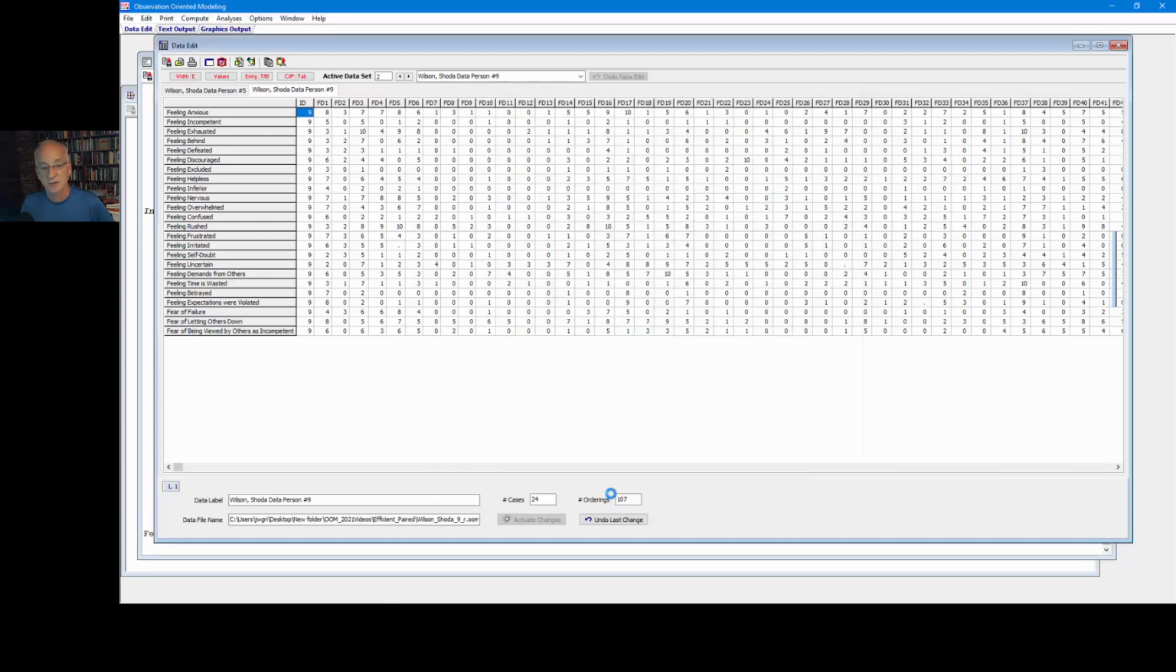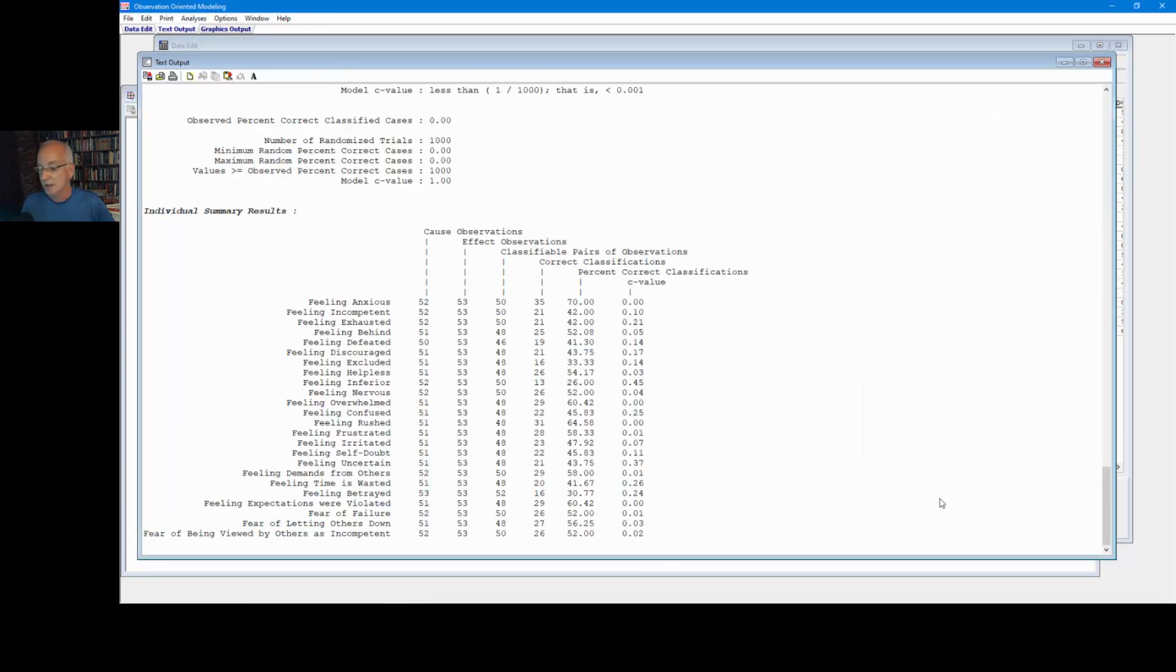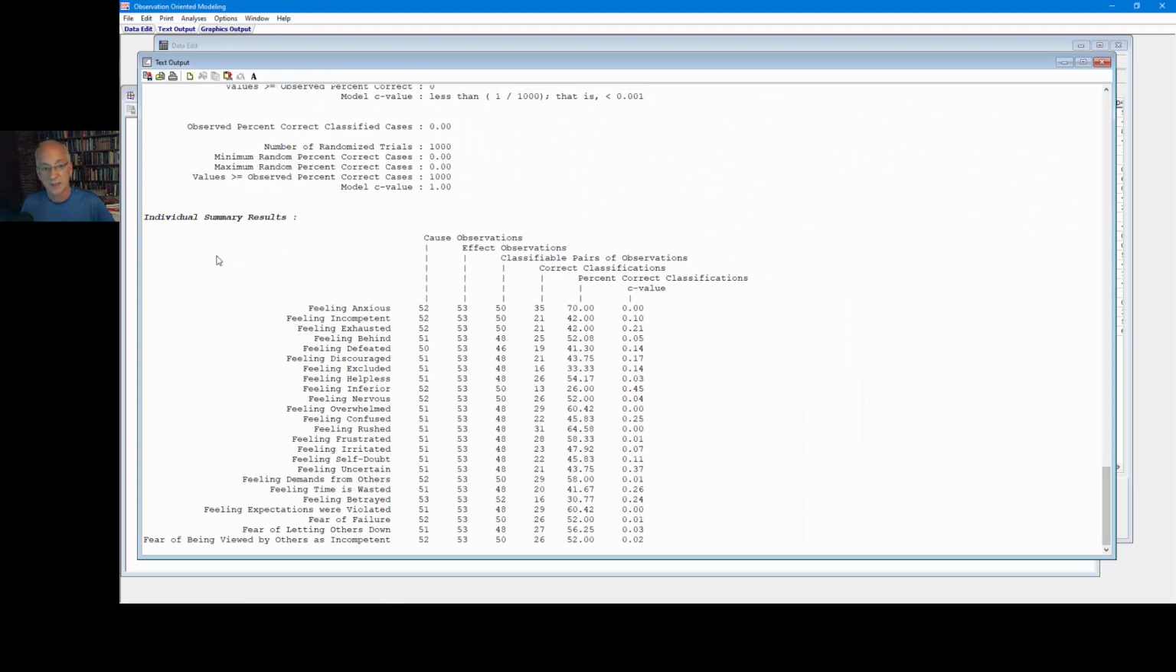Now it iterates through to run the randomization test, and then I'm going to start at the bottom here where we get the individual results. So notice here is the feeling anxious, and there is that 70% PCC with the low chance value. And so we can quickly look through these and find the optimal triggers for this particular individual. And it looks like anxiety is the best potential cause for stress for this individual.